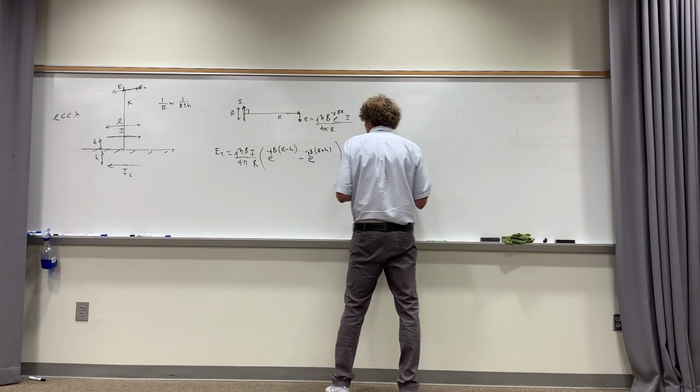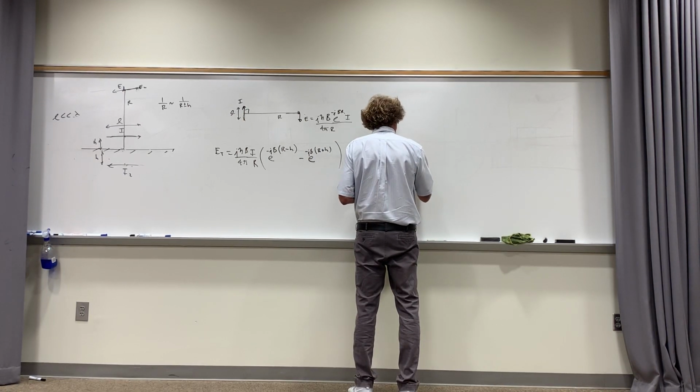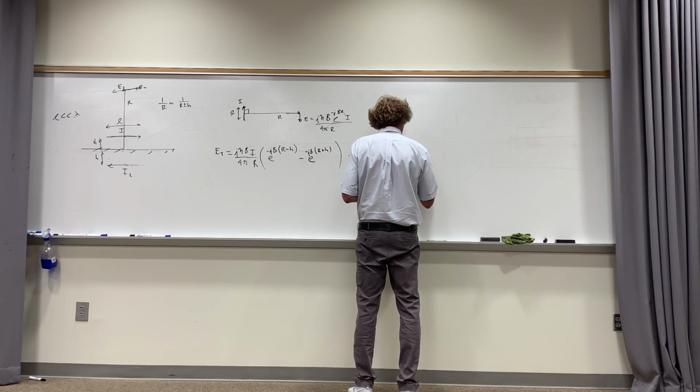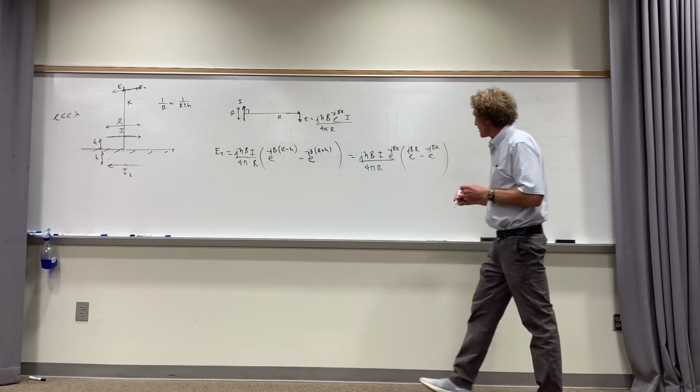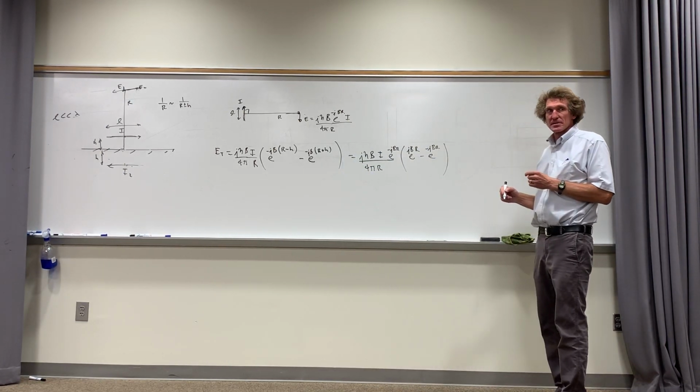Then I have e to the j beta H, right, because the minus sign is. And then I have what? Minus e to the minus j beta H, right? Now what can I do with that? Anybody? Somebody I bet you gets it.